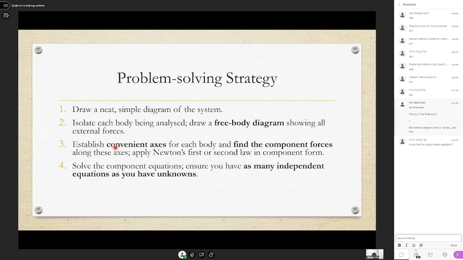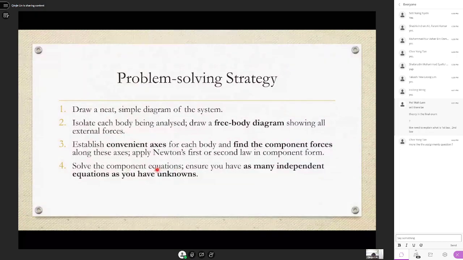Third step, we establish convenient axes for each body and find the component forces along these axes. We write convenient here, but usually convenient means x and y. But not all the time. That's why we don't write establish x and y, because sometimes the most convenient one is not x and y. But most of the time it will be x and y. After we do that, we apply Newton's first law and second law in component form. In other words, most of the time we'll apply F equals ma to see how to solve it. Next step is to solve the component equations.